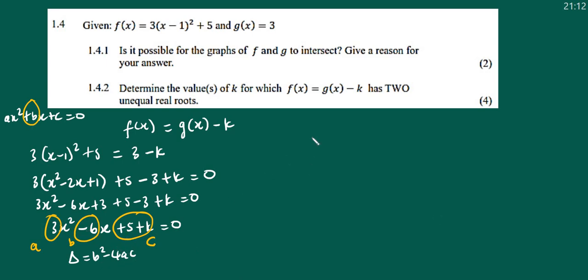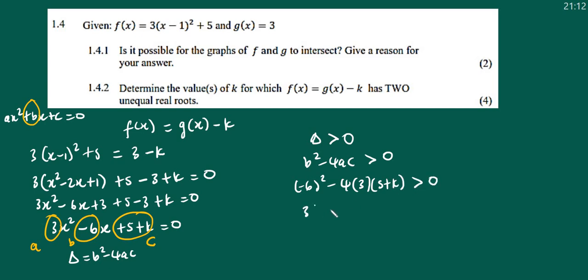since your b is -6, so your discriminant, but we need where the discriminant is greater than 0, where b squared minus 4ac is greater than 0. So you're going to have -6 all squared minus 4 into a, which is 3. Your c is going to be 5 plus k. Okay, so it means you're going to have 36 minus 12 into 5 plus k is greater than 0.